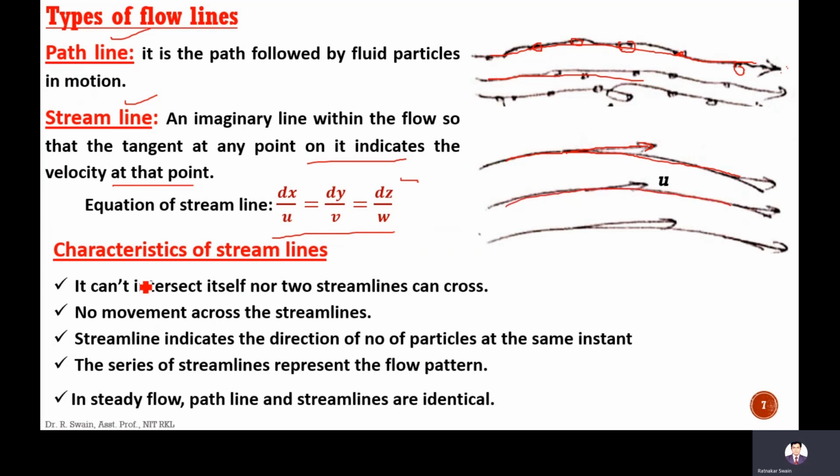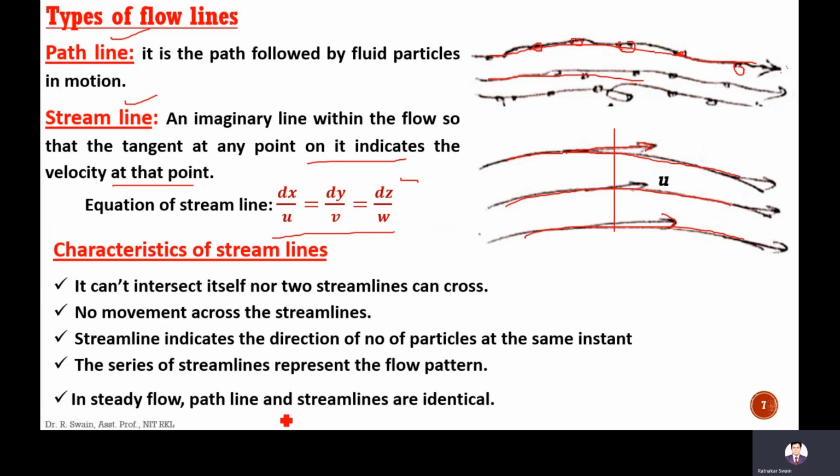Next are the characteristics of streamlines. Streamlines cannot intersect; no two streamlines can cross. There is no movement across the streamlines. Streamlines indicate the direction of a number of particles at the same instant. A series of streamlines represents the flow pattern, how the flow is moving.